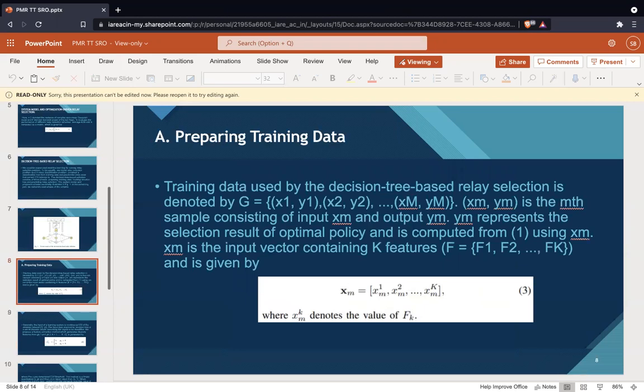Preparing training data. Training data used by the decision tree based relay selection is denoted by G equal to (x1, y1), (x2, y2), and so on up to (xm, ym). (xm, ym) is the mth sample consisting of input xm and output ym. ym represents the selection result of the optimal policy and is computed using xm. xm is the input vector containing K features F equal to f1, f2, and so on up to fK, and is given by xm equal to x power 1 base m, x power 2 base m, and so on up to x power K base m, where x power k base m denotes the value of fk.